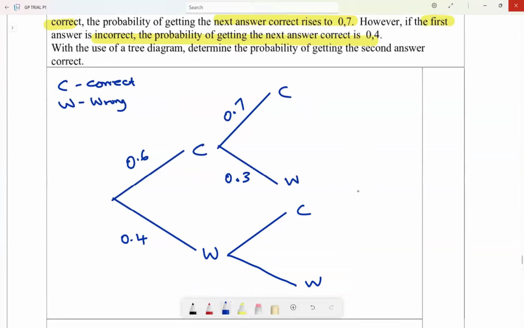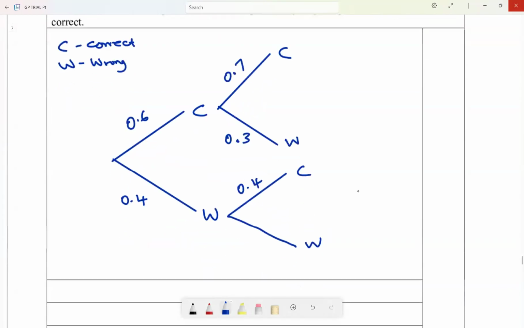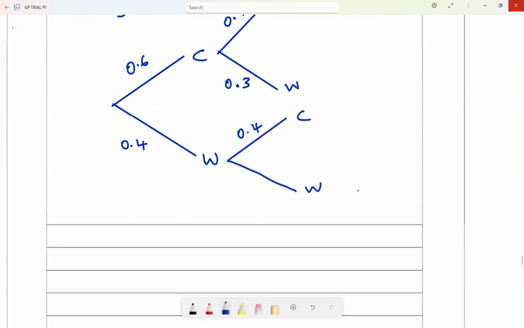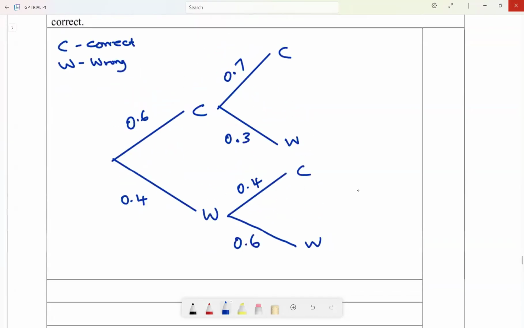Okay? And then they say if the first answer is incorrect, meaning if the first answer is wrong, the probability of getting the next answer correct is 0.4. If the first one was wrong and the second one is going to be correct, the probability of getting the second one correct while the first one was wrong is 0.4. So if getting it correct for the second time while the first one was wrong is 0.4, it means getting it wrong again for the second time is 0.6.